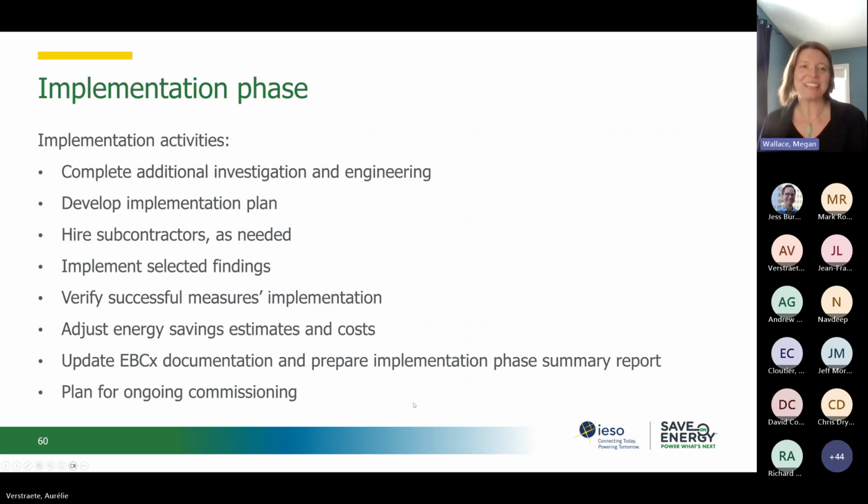So the next phase, phase 2 with Save on Energy, is the implementation phase. The implementation activities usually include completing additional investigation and engineering that might be required, developing the implementation plan, hiring any subcontractors as required, implementing the selected findings, verifying the success of the implementation measures, adjusting any estimates of energy savings and costs, updating the EBCx documentation, preparing an implementation phase summary report, and planning for ongoing commissioning.